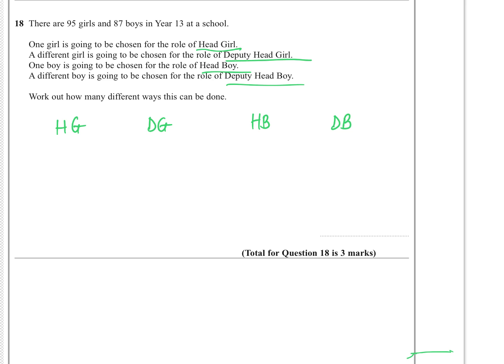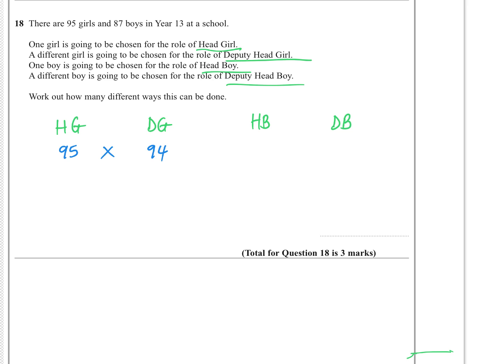I think, say if you started with picking the first one, you'd have 95 choices because there's 95 girls, and then you'd only have 94 choices left for deputy, because for each of those second choices of deputy you'd have already made 95 choices for head girl. So there's definitely 95 times 94 ways of choosing head girl, deputy head girl in either order, because 95 times 94 is the same as 94 times 95.